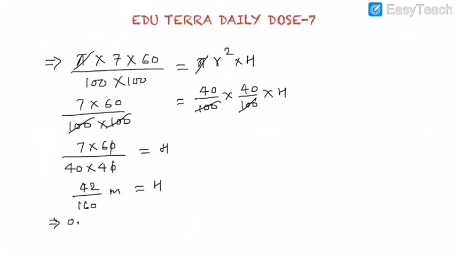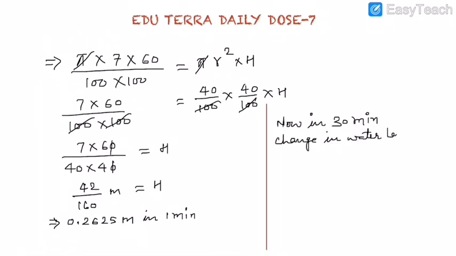So finally 42 divided by 160 meter equals to height. Now it is coming 0.2625 meter in 1 minute. We have to find the change in water level in half an hour, otherwise in 30 minutes. So multiply the answer by 30.